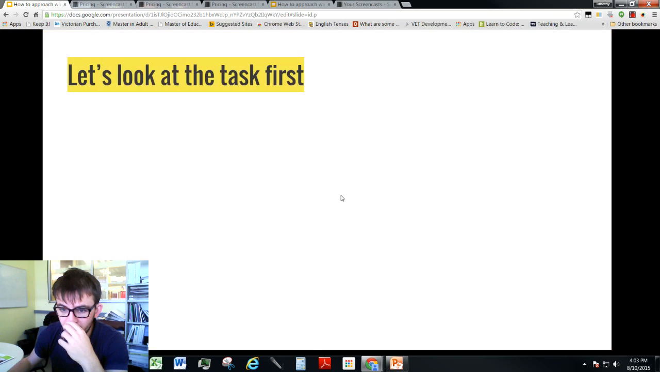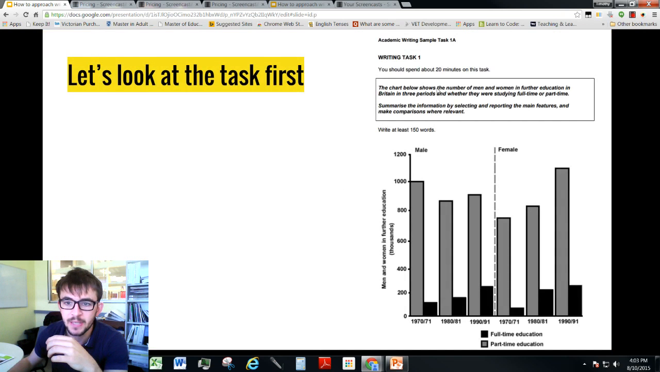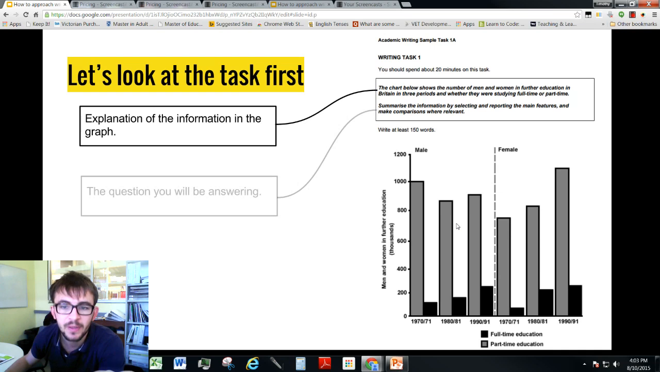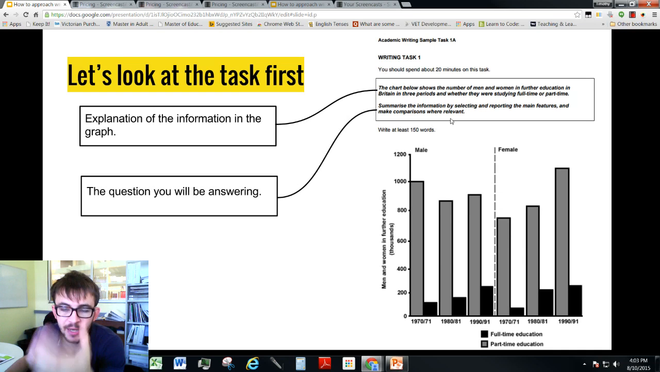We're going to use an example from British Council. This is a writing task 1 that I give to a lot of students to practice, and it has a lot of information there. So you have to break down the information first. The first bit is an explanation of the info in the graph. The second bit is the actual question.